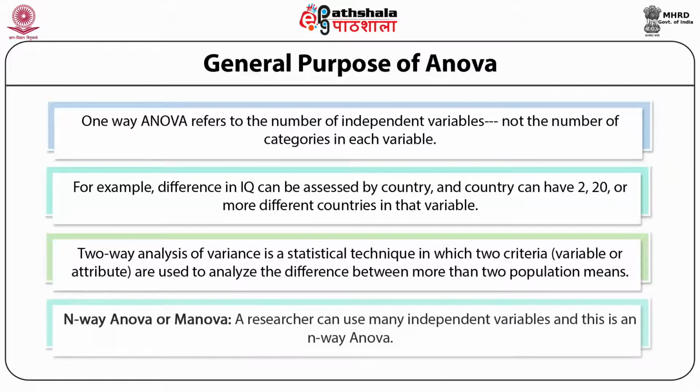Next is the n-way ANOVA or MANOVA. A researcher can use many independent variables, and this is an n-way ANOVA. For example, potential difference in IQ scores can be examined by country, gender, age group, ethnicity, etc. simultaneously. Since it is using many variables, we call it MANOVA.